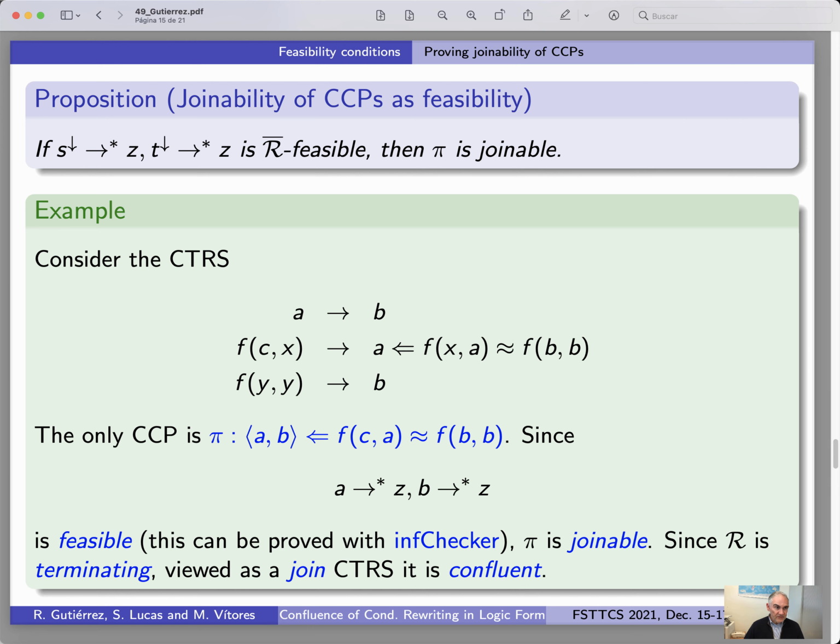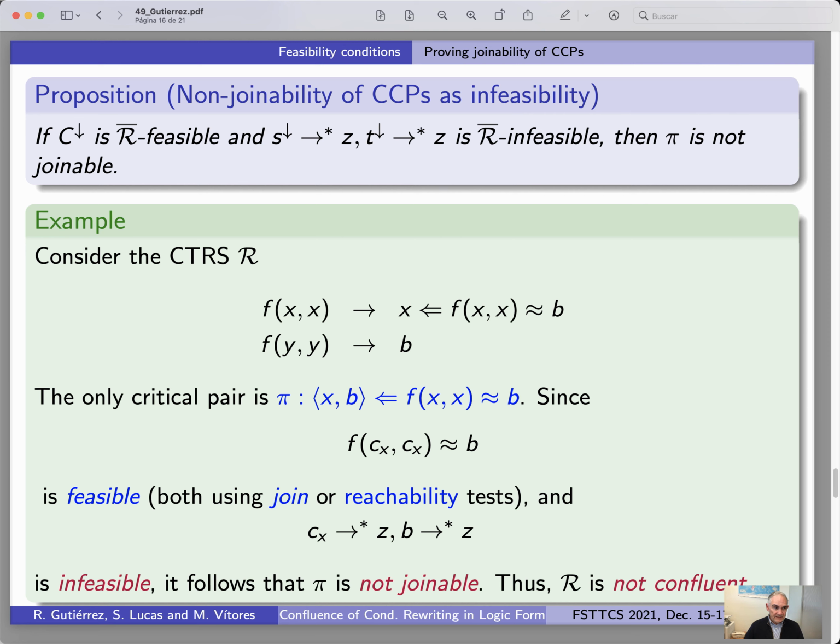Our next result concerns proofs of non-joinability of conditional critical pairs. If the grounded version of the condition is feasible and the grounded version of the peak is not joinable, then the pair is not joinable. An example of the application of this result is shown in the slide. The displayed system has a single conditional critical pair. The grounded version of the conditional pair is feasible. Notice that this holds disregarding the kind of join or reachability test we use here. However, the grounded version of the peak is not joinable. Therefore, the system is not confluent, either as a join or as an oriented system.